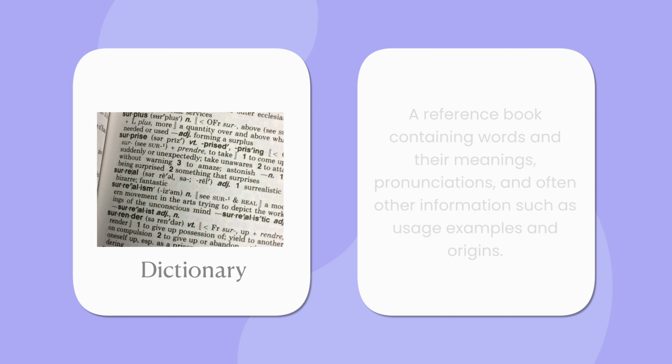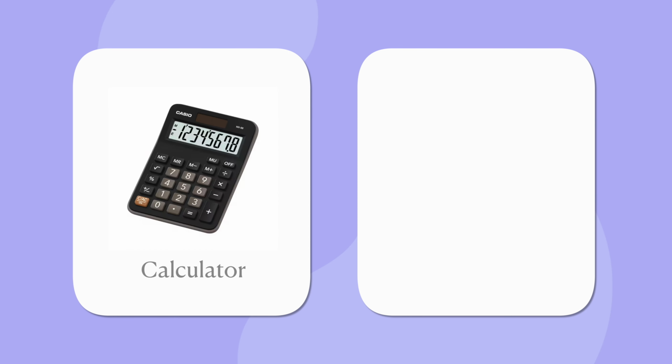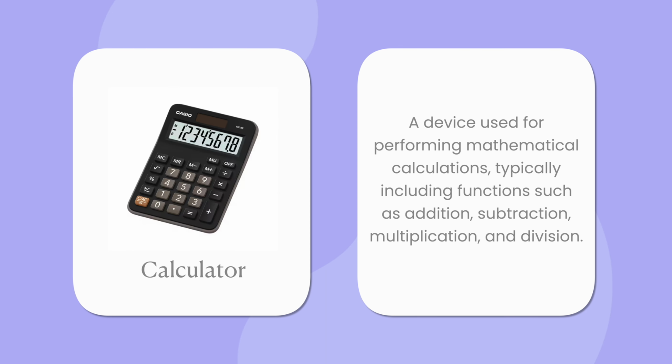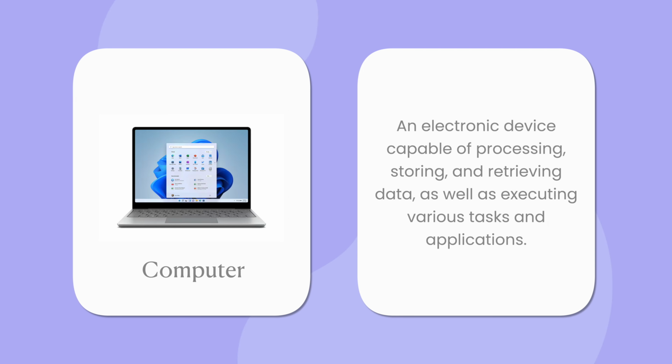examples and origins. Encyclopedia, a comprehensive reference work containing articles on a wide range of subjects or topics, often arranged alphabetically or thematically. Calculator, a device used for performing mathematical calculations, typically including functions such as addition, subtraction, multiplication, and division. Computer, an electronic device capable of processing, storing, and retrieving data, as well as executing various tasks and applications.